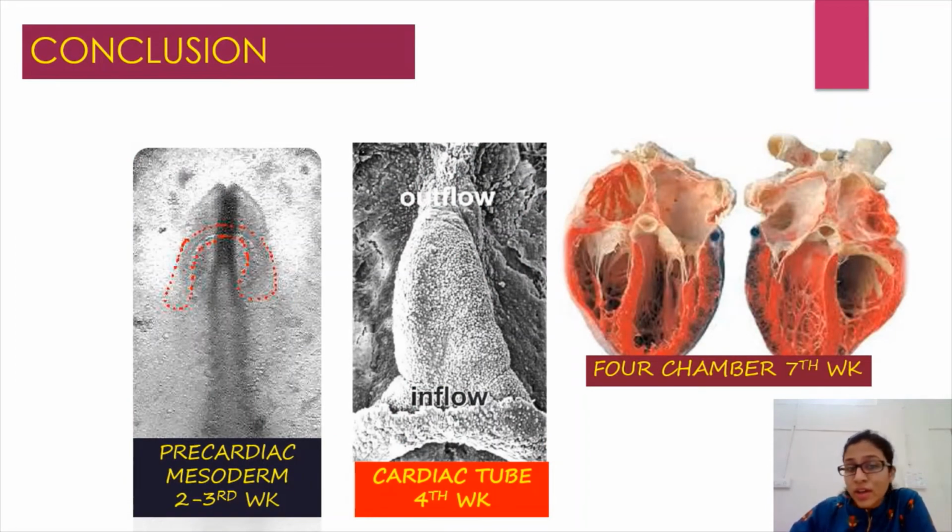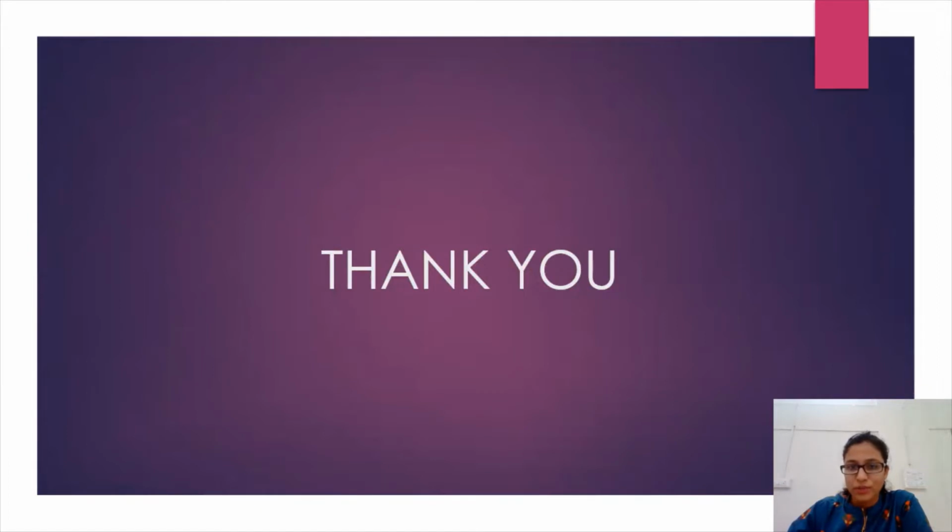To conclude, the endothelial heart tubes first appear in the cardiogenic area in the intraembryonic mesoderm. And we have formation of a single heart tube. This is the arterial end and this is the venous end. And then by the end of the 7th week, we'll have a complete 4-chamber heart. So knowing this basic embryology can help in better understanding of the congenital anomalies. Thank you.